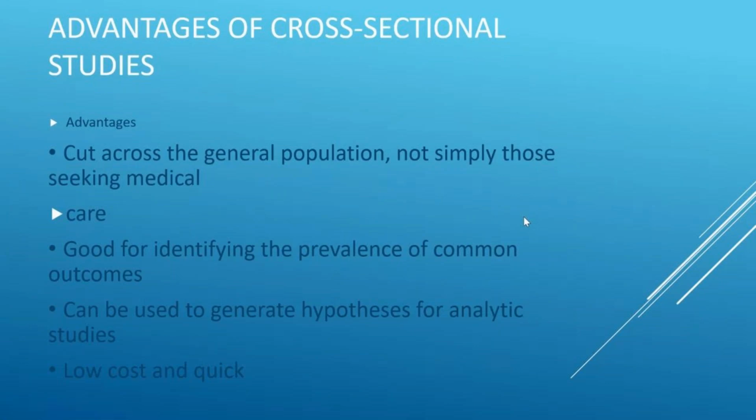So what are the advantages of cross-sectional studies? So they cut across the general population and not simply those seeking the medical care. So it is a reflection of the population where the study is being done. These studies are good for identifying the prevalence of common outcomes. What is the prevalence? That is how many people with a certain disease are living in that population. Cross-sectional studies can also be used to generate hypotheses for analytic studies. Their cost is low and they are quick.